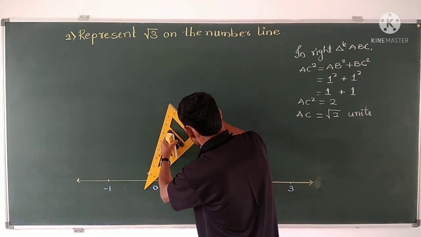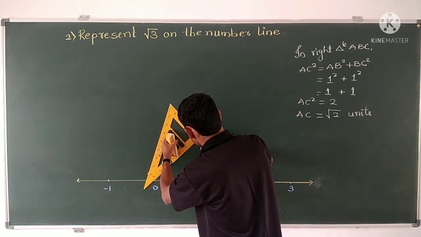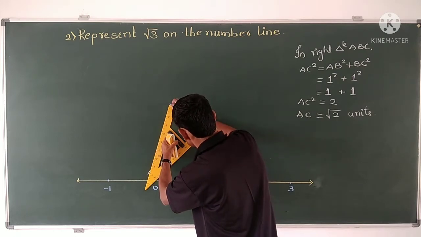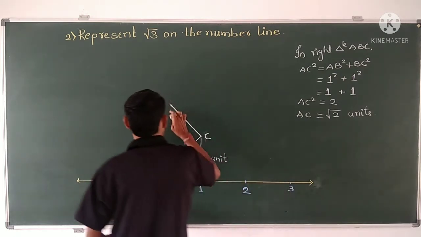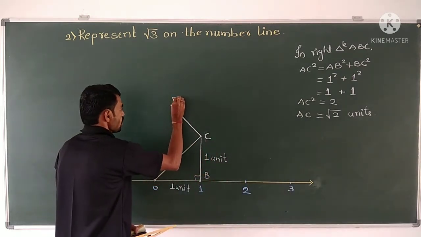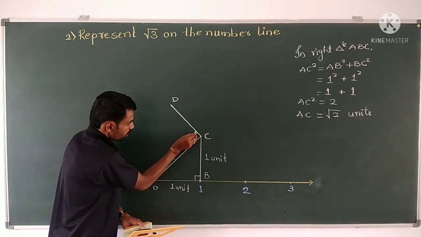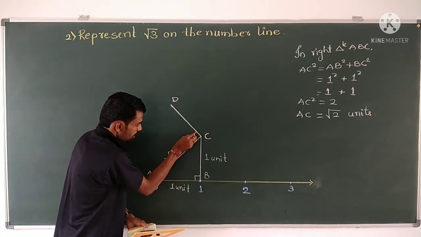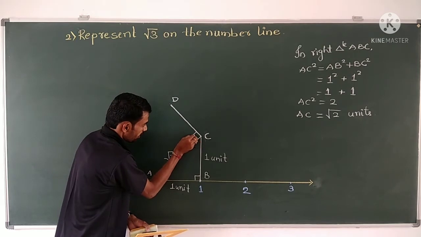Perpendicular. But CD should be how much, you know? CD must be 90 degrees. So CD must be 1 unit. This is also 1 unit. So here it is a right angle, 90 degrees.